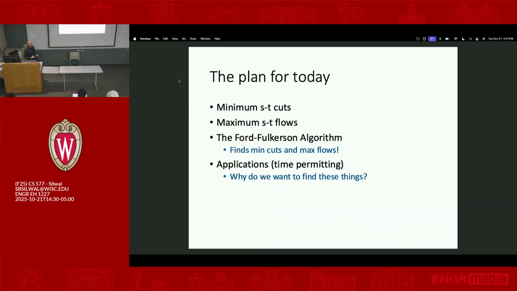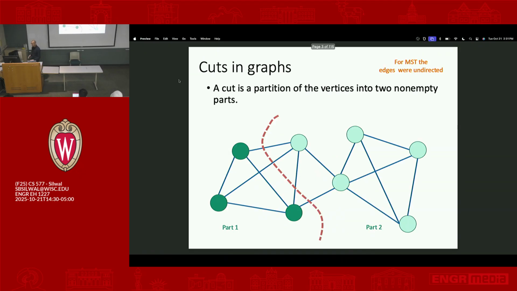Okay, so the plan for today: we'll be talking about something called cuts, flows, and then this kind of magical theorem that relates two things that seem like they're not related. Okay, so let's get started.